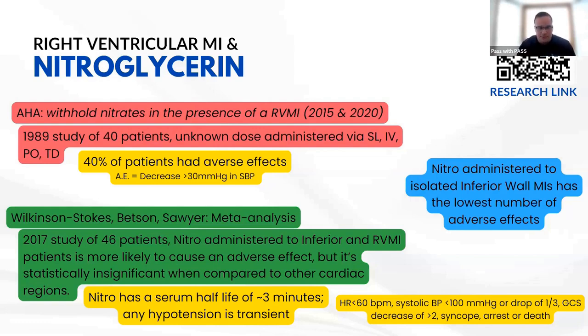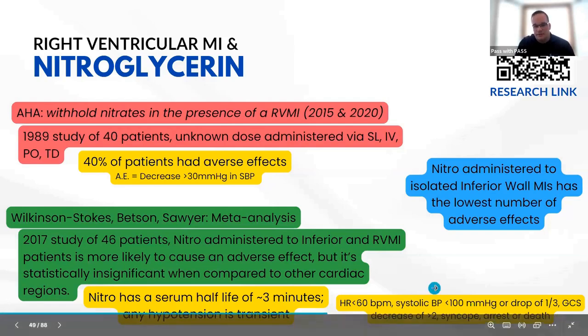So something that all of these studies pointed out is nitro has a serum half-life of approximately 3 minutes. You'll see some variation there of like 1 to 4 minutes, which is why we say we give it every 5. So if a patient does have an adverse effect, if they do become hypotensive or a little bit bradycardic, it's likely to be pretty transient. It's likely to last just a few minutes before that half-life of nitro is gone.